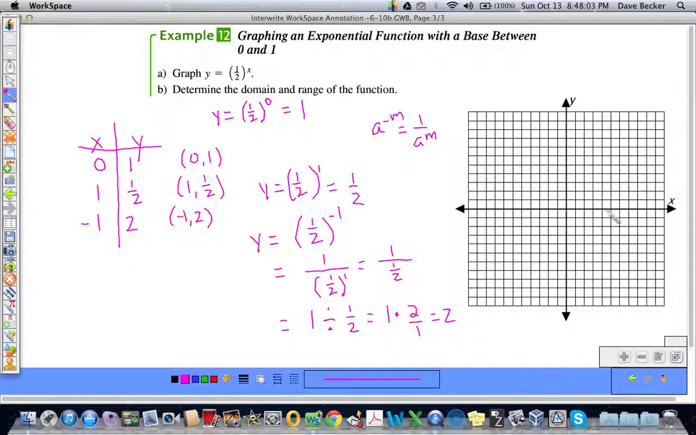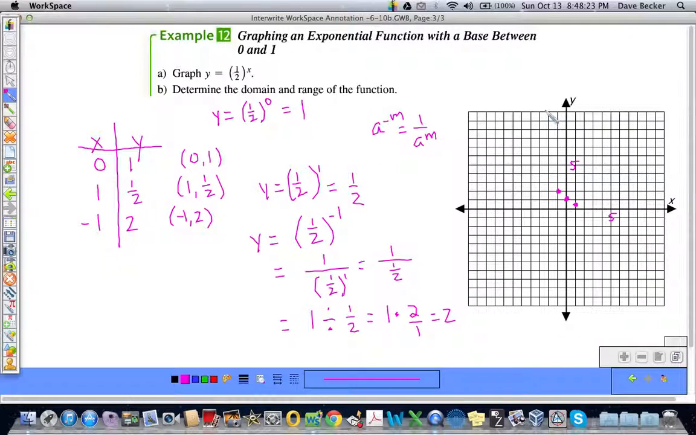1, 2, 3, 4, 5. Give myself some scale. 1, 2, 3, 4, 5. There we go. So we have 0, 1. Ah, there's that point again. 1, 1/2. Well, that's a little different than the other graph. And negative 1, 2. Huh.